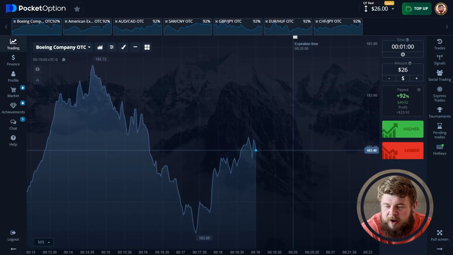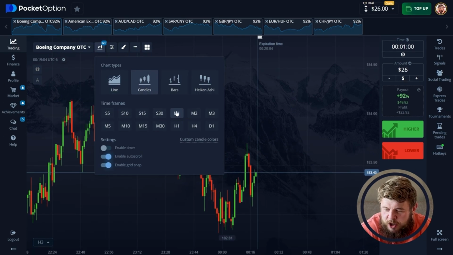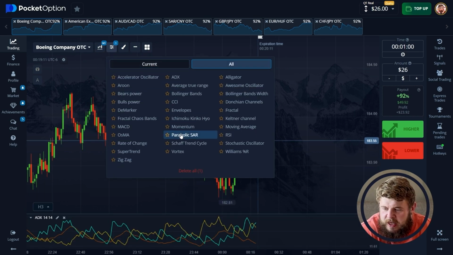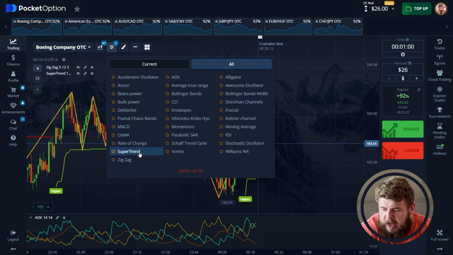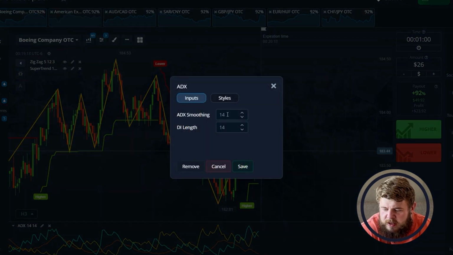Trading platform ever called Pocket Option. So first of all, let's set the chart. Let's set the candles. Let's choose them. Just several seconds, please. Okay, and let's add indicators. This will be ADX oscillator, zigzag, and super trend. So this is enough for us for today.